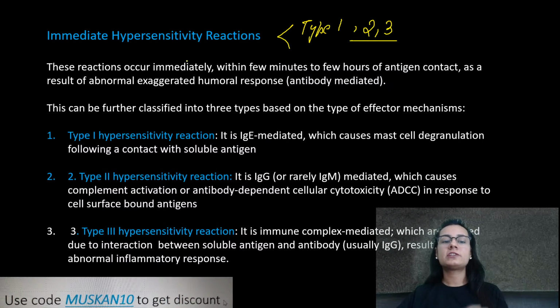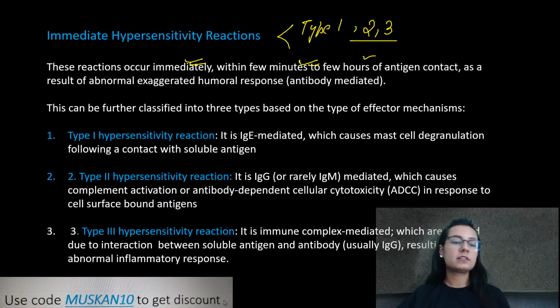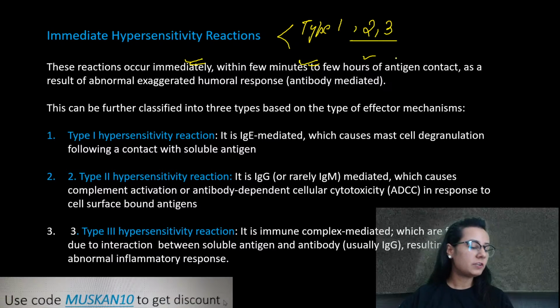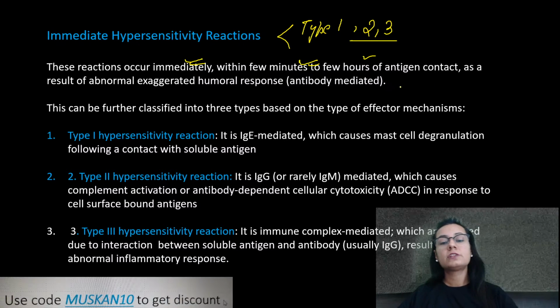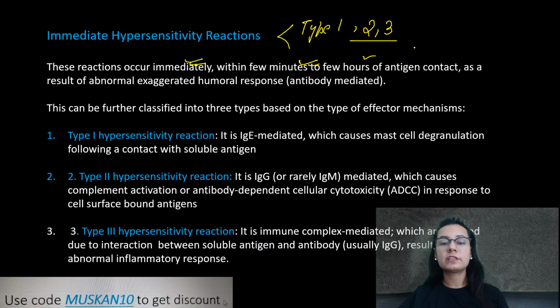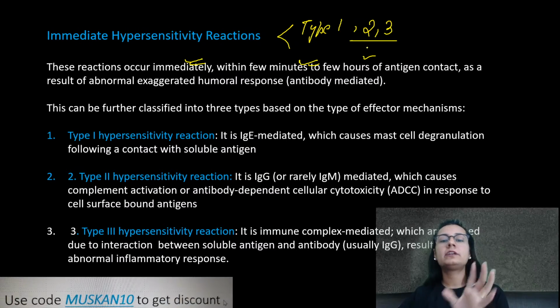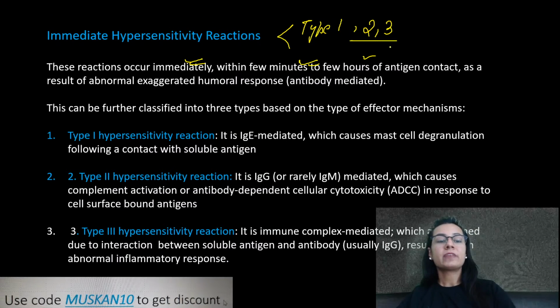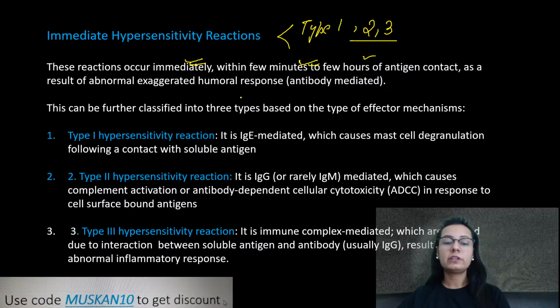That is, these reactions occur immediately within few minutes to few hours as a result of abnormal exaggerated humoral response, right? And all the immediate hypersensitivity reactions are antibody mediated, जबकि type 4 is cell mediated, therefore they are not antibody mediated. That is, they are dendritic cell and MHC class 2 mediated. This can further be classified into three types, that is type 1, 2 and type 3.